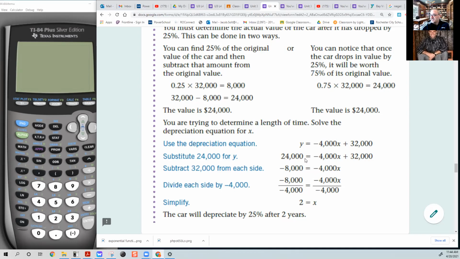So here we go. We're going to first subtract 32,000 from both sides. That gets us negative 8,000 on one side, and negative 4,000 times x on the other. Then we divide by negative 4,000 on each side of the equation. We find that x equals 2. The car will depreciate by 25% after 2 years. Okay?